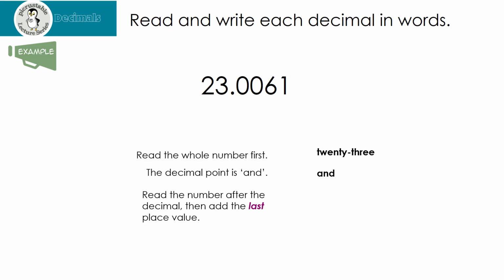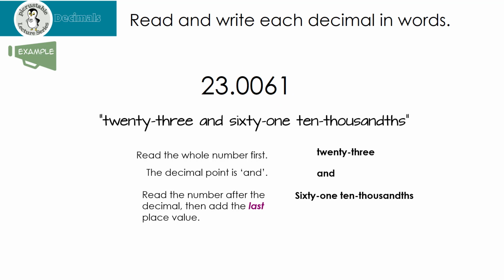Finally, we're going to read the number after the decimal, then add the last place value. That means this one is 61 10,000ths. Let's put it all together. 23 and 61 10,000ths. If you're wondering how I figured out it was 10,000ths, let me show you. This is the tenths, hundredths, thousandths, and then 10,000ths. Remember, the word comes from the last place value.